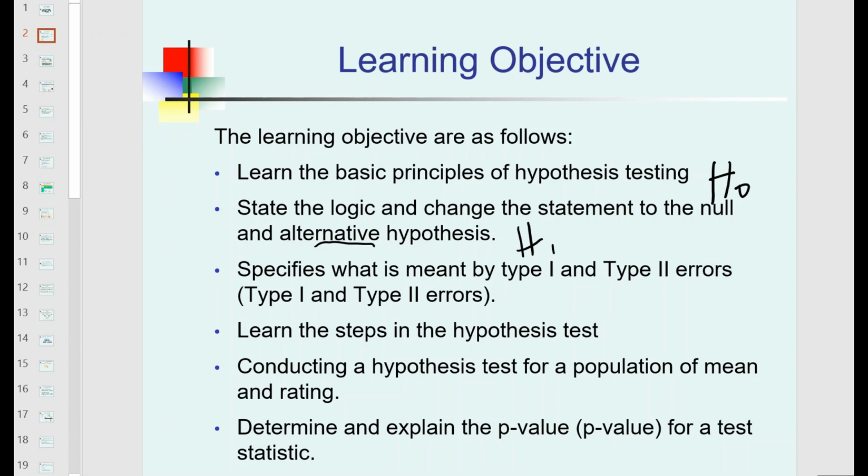Okay, and the next is what is meant by type 1 and type 2 errors when we are involved in this hypothesis testing. And of course in doing hypothesis testing, we have step by step to guide you on how we want to conduct this hypothesis testing procedure. And then after the step by step, we'll continue with examples on how we want to conduct it, and then we determine and explain the p-value for the test statistic.